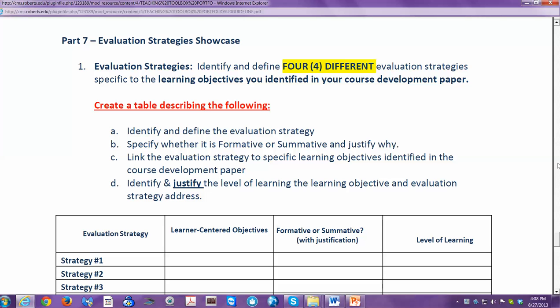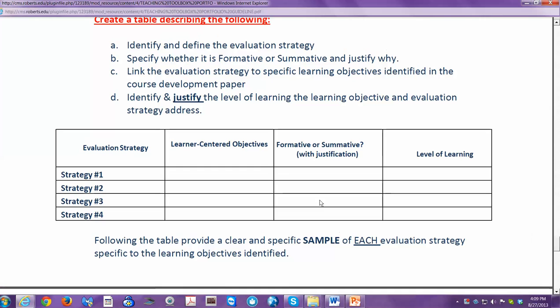So you're going to create a table. Here's your table. It's very simple. Identify the strategy, strategy 1, 2, 3, and 4. What objective is it going to measure? So if you had an objective relating to understanding content and you said you were going to provide a test, then you would have put that down, or let's say it was a quiz. You'd identify whether the strategy was formative or summative.